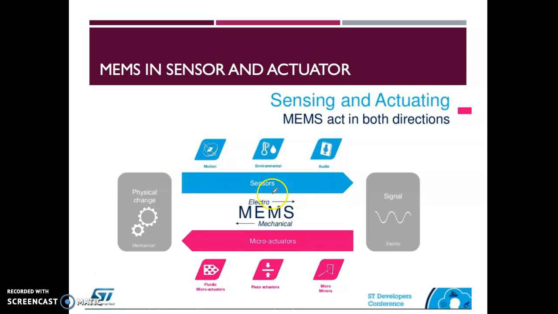When we're talking about sensors, your input is coming from motion, let's say from temperature or from sound or audio, and your output must be in the form of an electrical signal. For example, a thermometer or a motion sensor. But when we're talking about micro actuators, the output is a mechanical or physical change. Either it will elongate, or bend if it is a cantilever, or pop up some droplet. This is what we call an actuator. Examples are the fluidic micro actuator, piezo actuator, or micro mirrors.